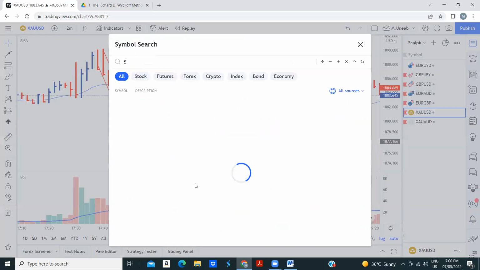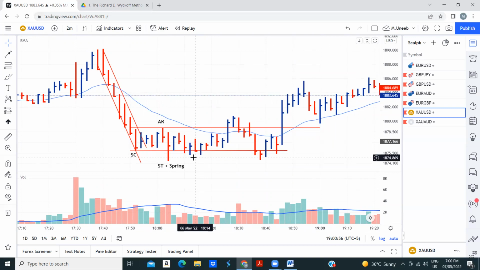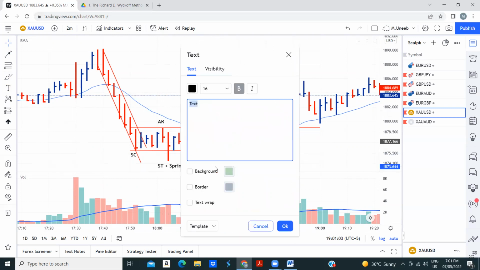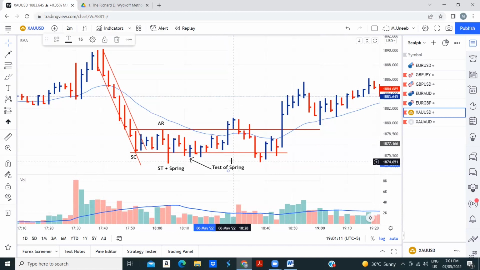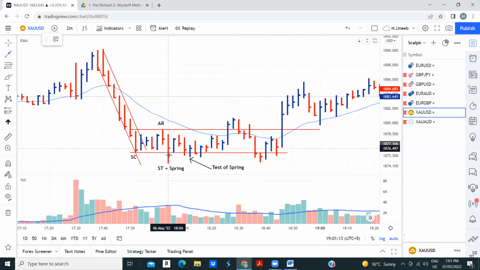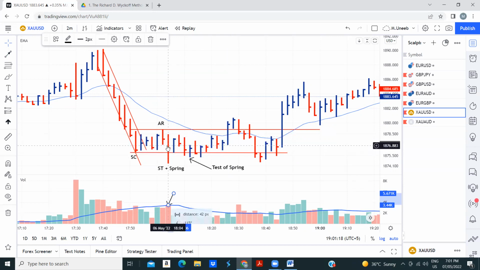And after secondary test and spring, this is what? Test of spring. Now you see the spring. Volume on spring will increase and spread will also increase. And it closes on the mid. When the bar closes on the mid, it means there are sellers coming from the downside. So this is secondary test plus spring. And then this is test of spring.